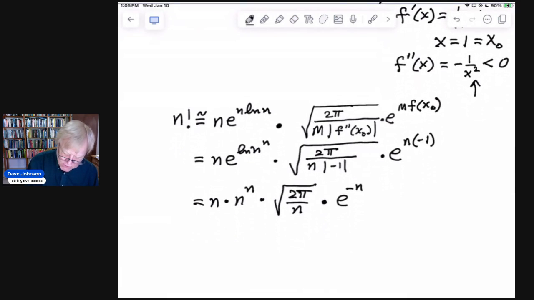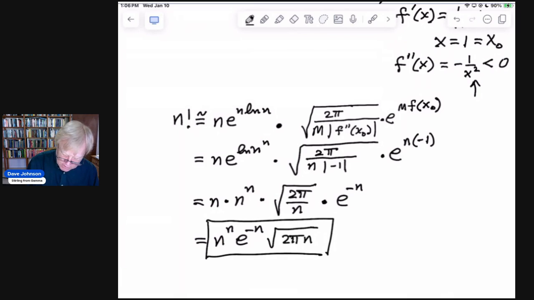Okay, but now notice we got a square root of n downstairs, we've got an n upstairs, so n divided by the square root of n is the square root of n, and so we can include that inside this radical. And so let me rewrite this as n to the n e to the negative n times the square root of 2 pi n, and that is the formula that we wanted to get.